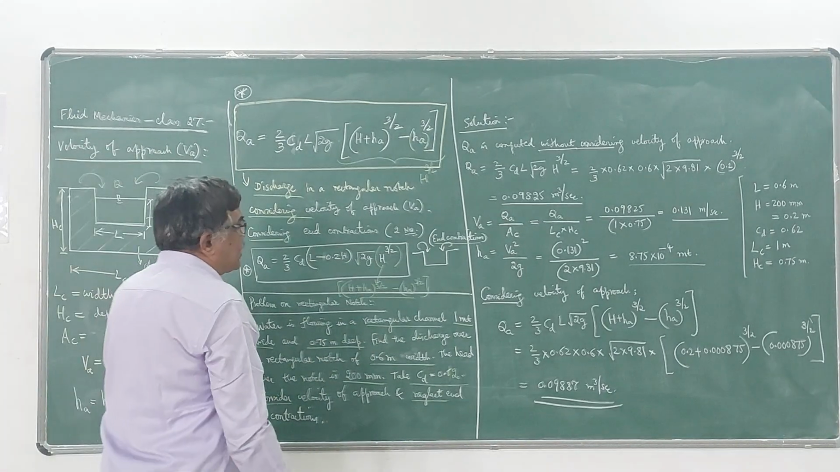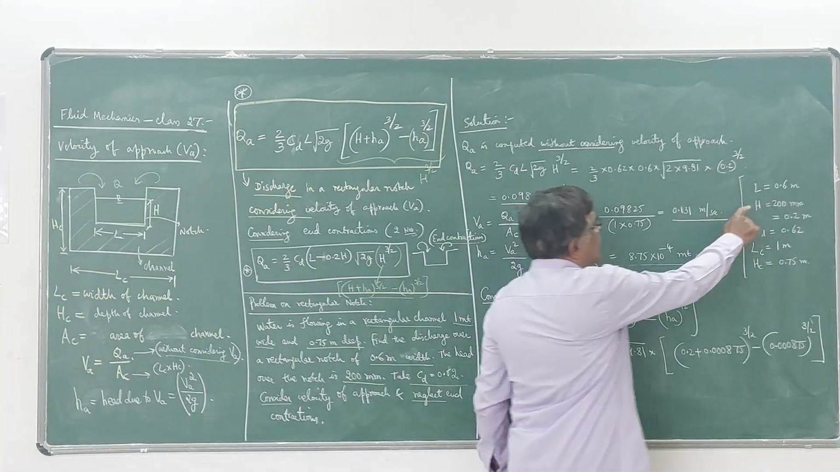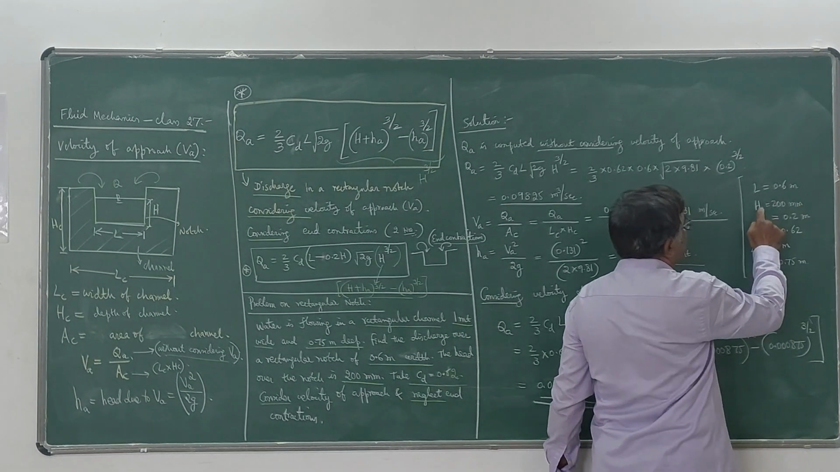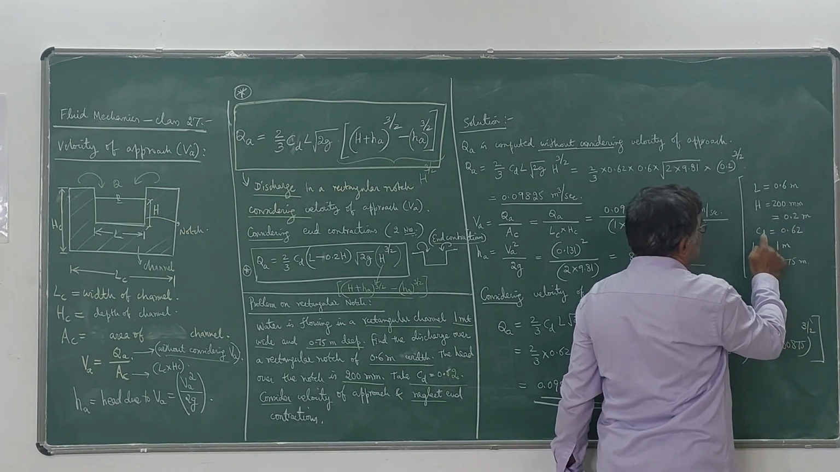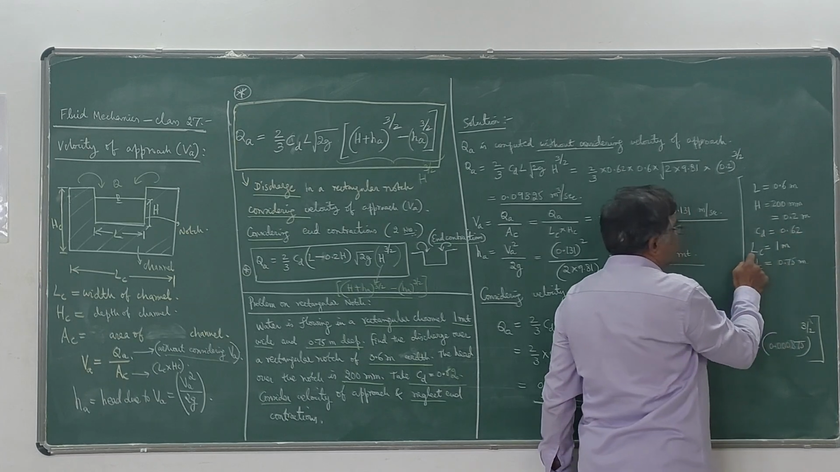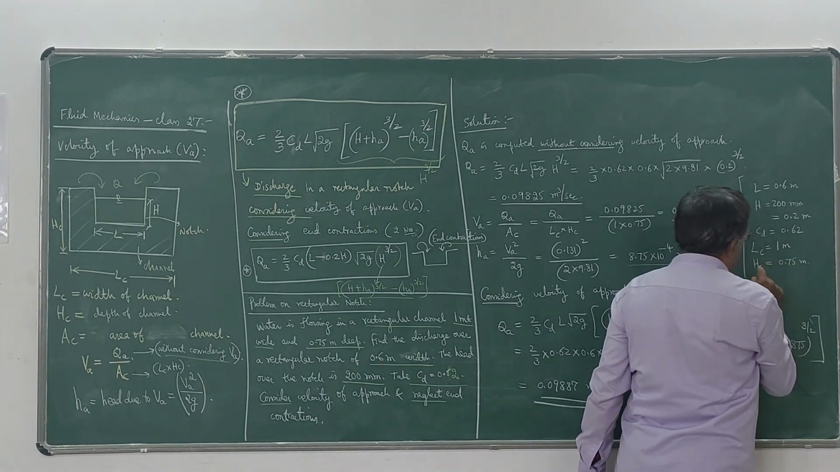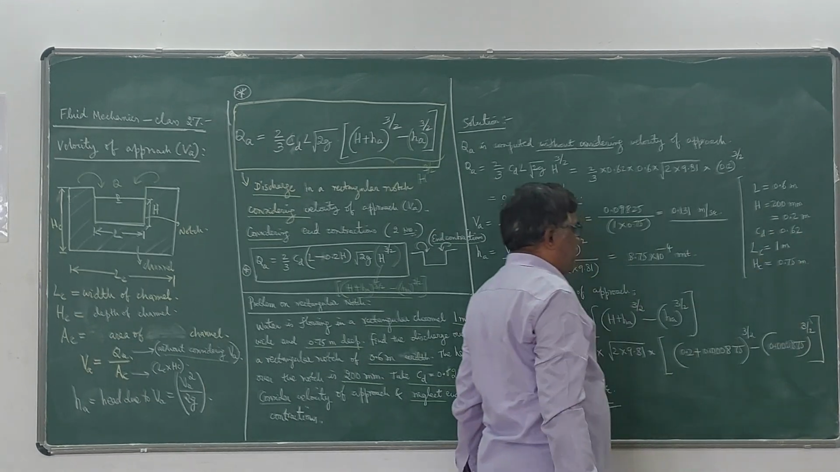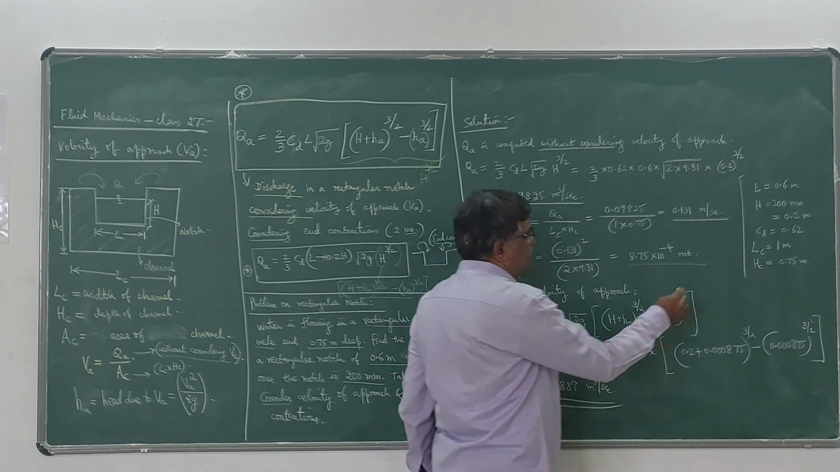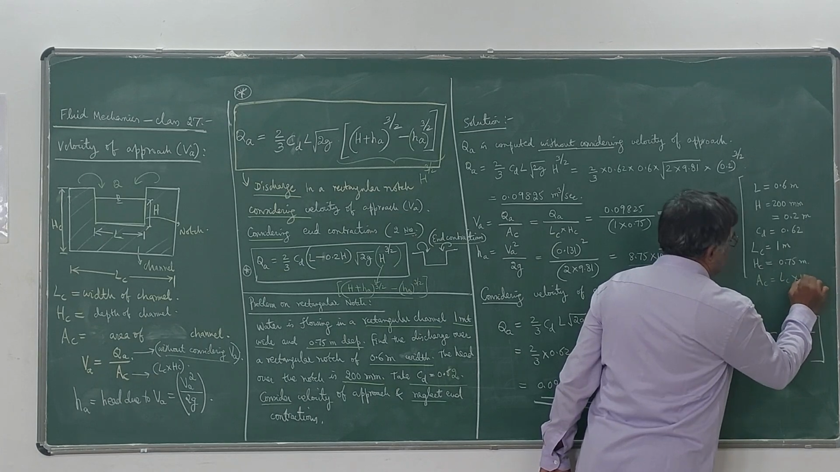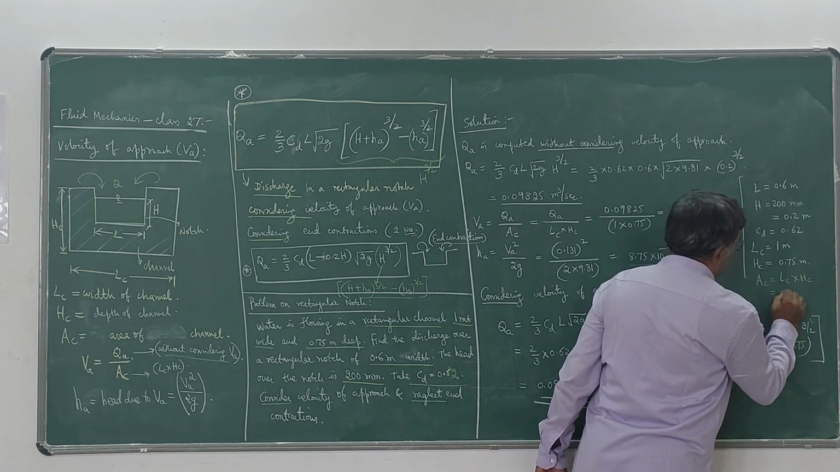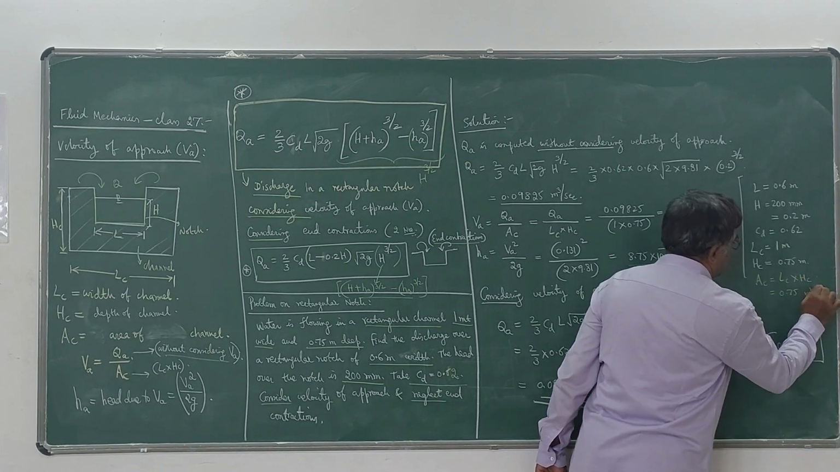Now this is the data, all the data I have written here. L is 0.6 meters, the width of the notch. Head over the notch is 200 mm or 0.2 meter. CD value is 0.62. Width of channel is 1 meter. Depth of channel is 0.75 meter. So now the area of the channel becomes AC. AC is LC into HC, which is 1 into 0.75, which is 0.75 meter square.